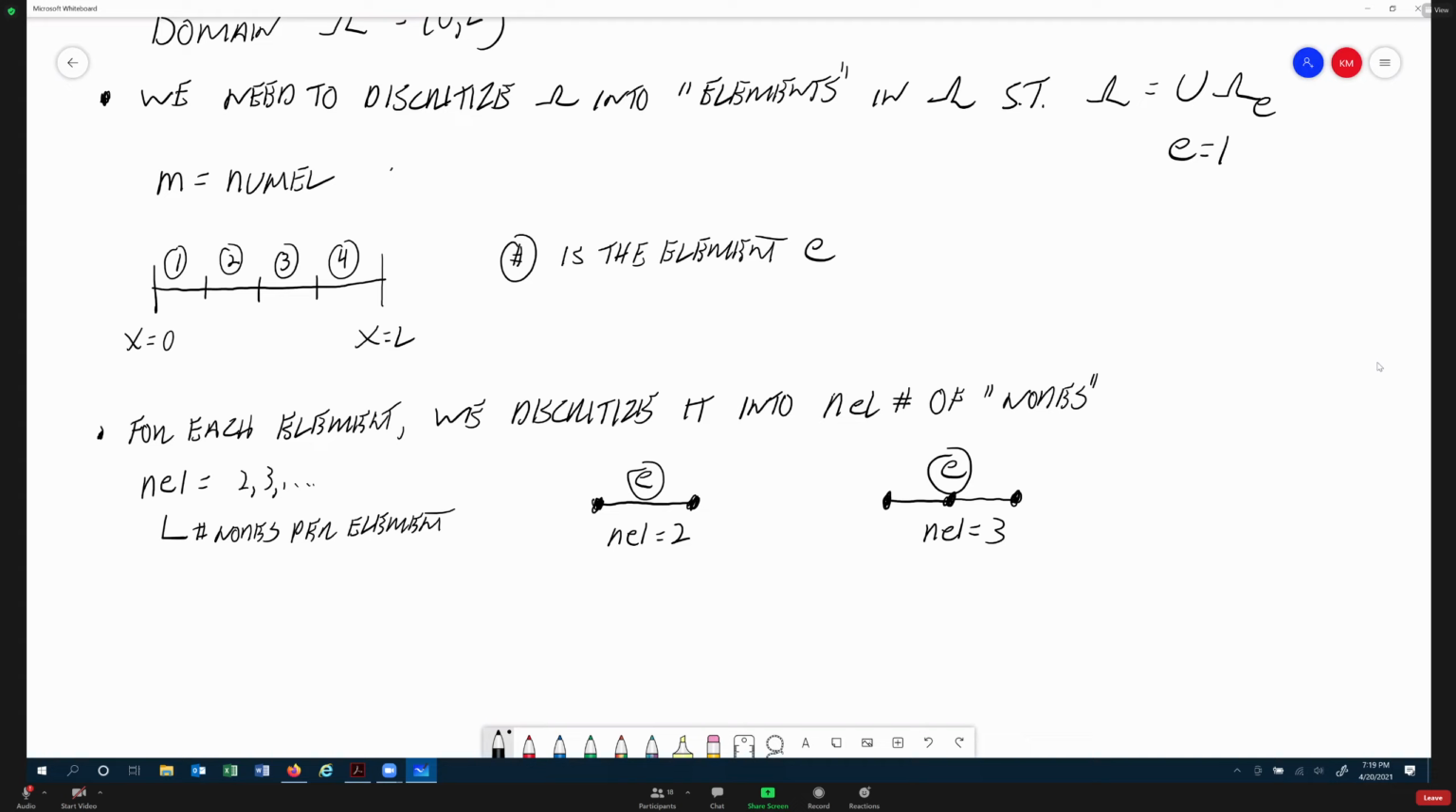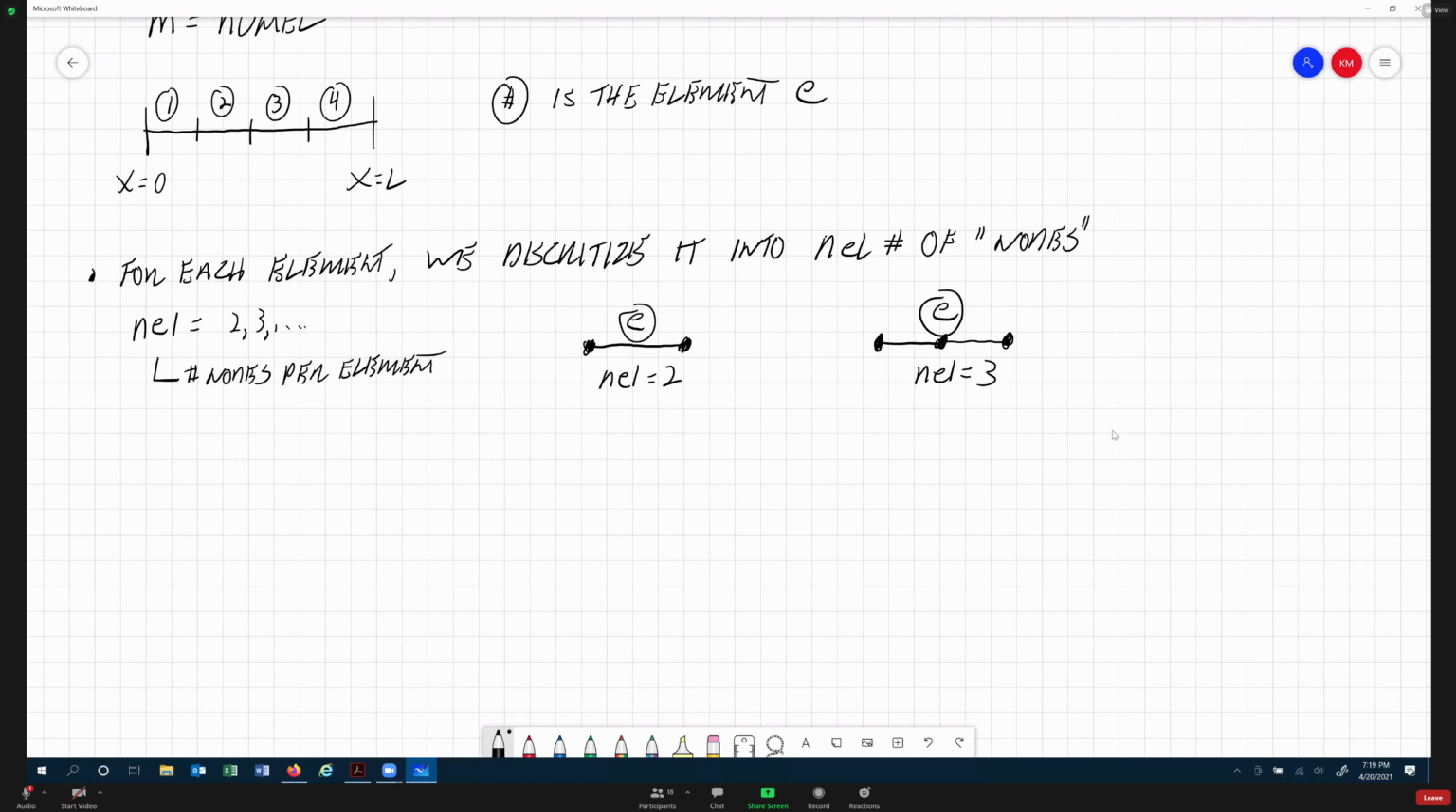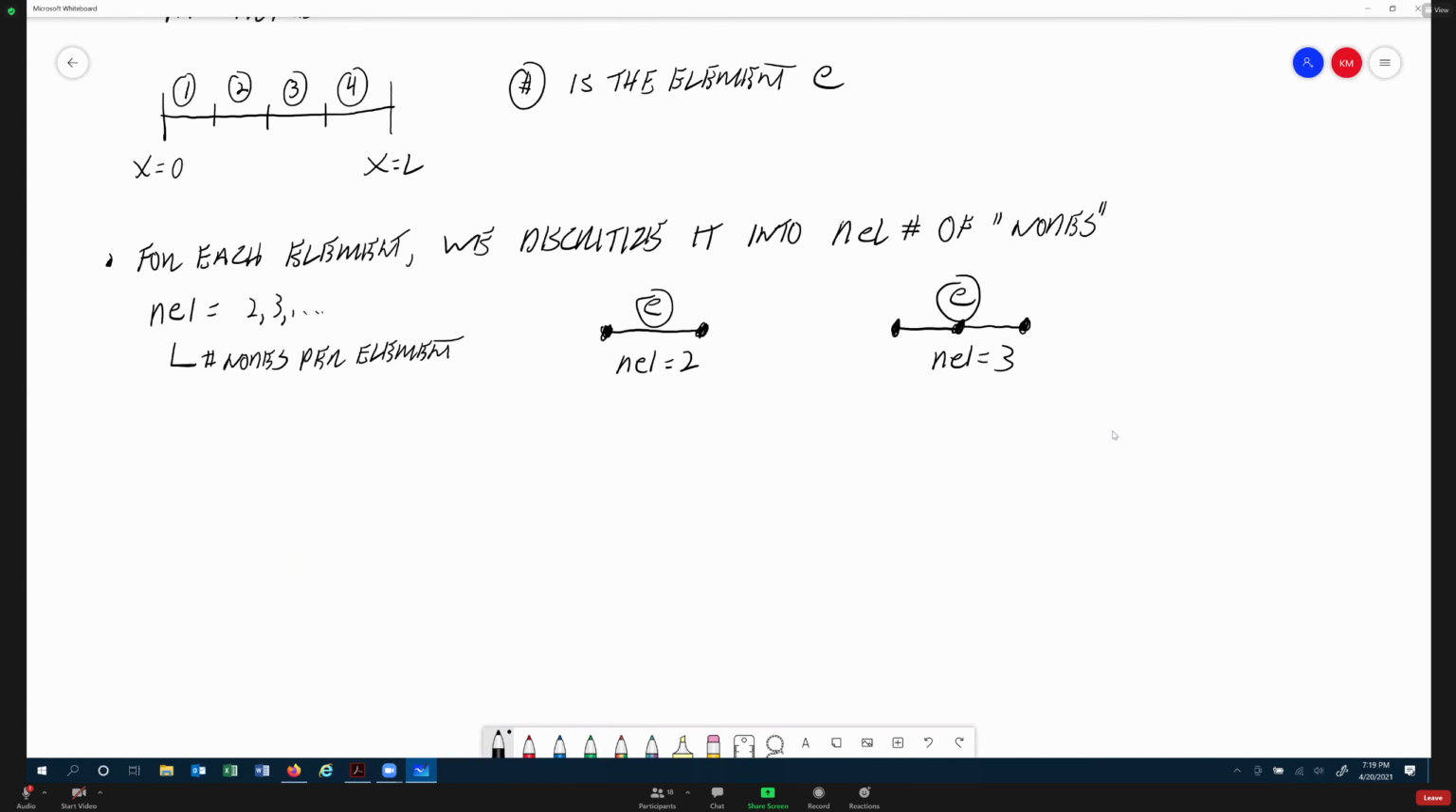So far, so good? Yeah, I'm following. Okay. It seems overly simplistic, like, why are you doing this? Until we start adding the crazy variables and math, and it's like, what the heck is going on here?